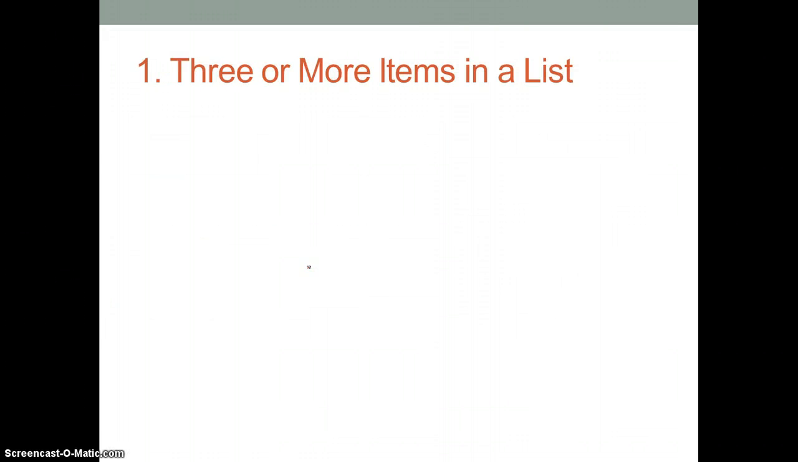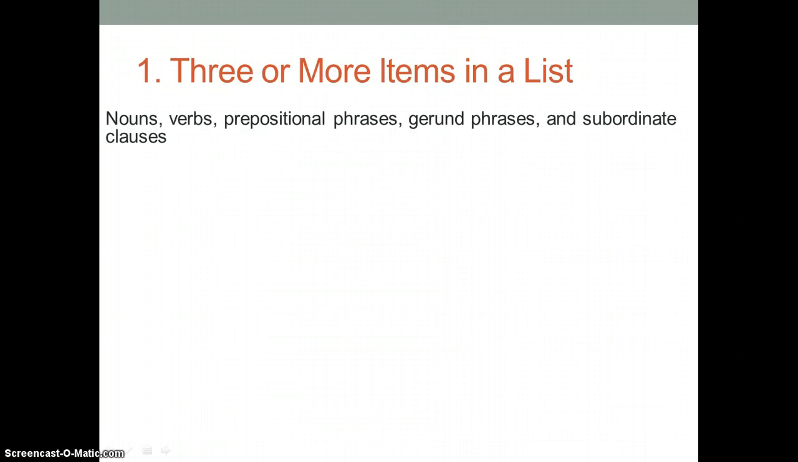3 or more items in a list, you're probably pretty comfortable with this rule. Basically, any kind of list that you generate, whether it's nouns, verbs, prepositional phrases, gerund phrases, subordinate clauses, any of those lists need commas to separate the list items. So for example, a list of simple nouns might read John ate peas, pasta, and pie.